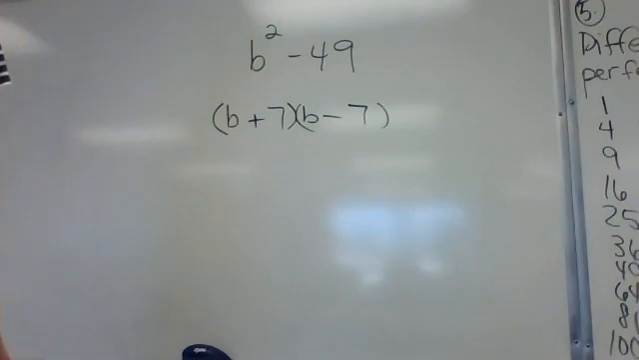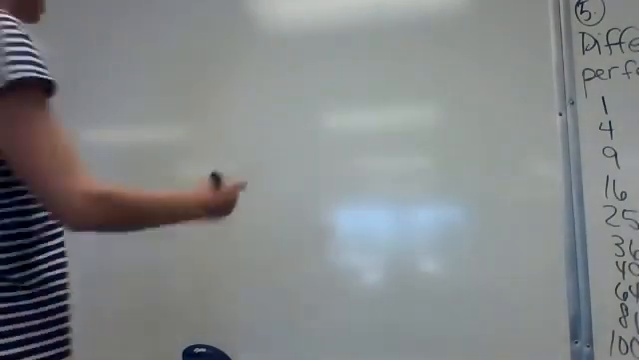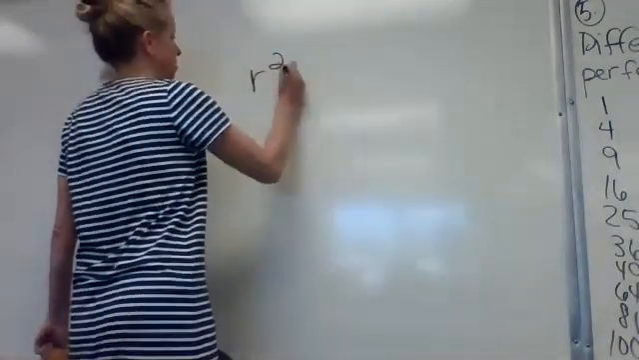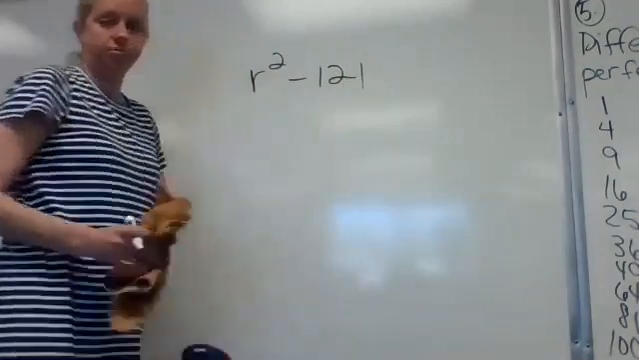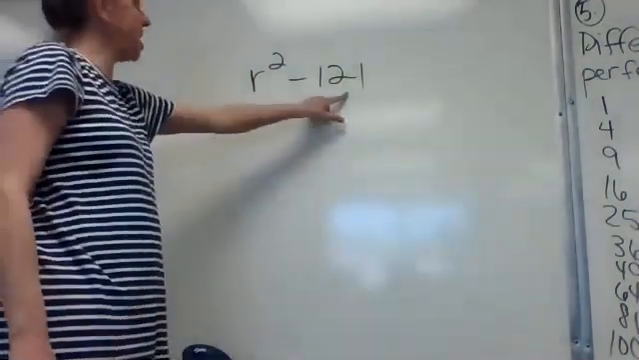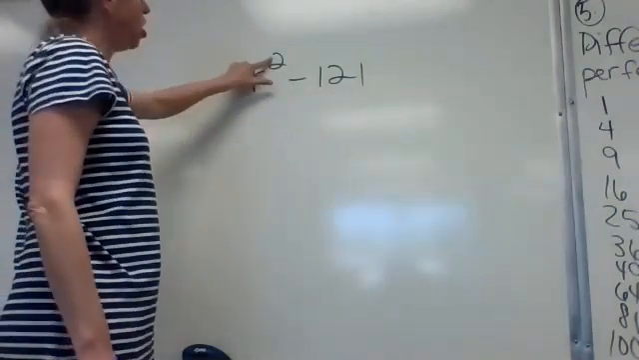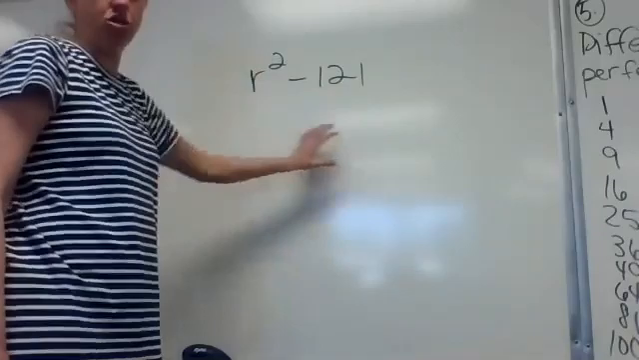All right, let's look at number 2. R squared minus 121. Do your check. 2 terms, yes. Minus in the middle, yes. R squared is a perfect square, right? I can use R and R.